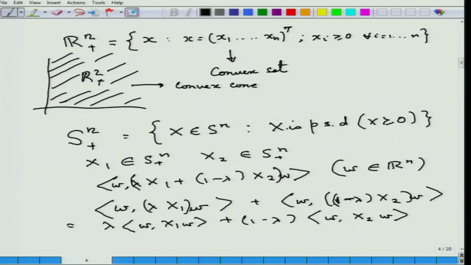Lambda is greater than or equal to 0 and 1 minus lambda is greater than or equal to 0, because to show the convex combination, lambda is obviously chosen from 0 to 1, which is an obvious fact, which you need not even state repeatedly. In convex analysis lambda is always between 0 and 1 unless mentioned. So, what you see here is that this whole thing is greater than or equal to 0, implying the fact that Sn plus is convex.